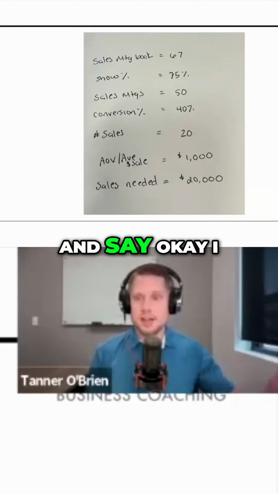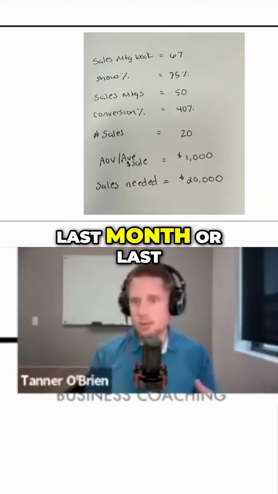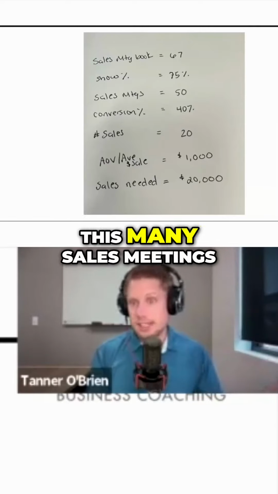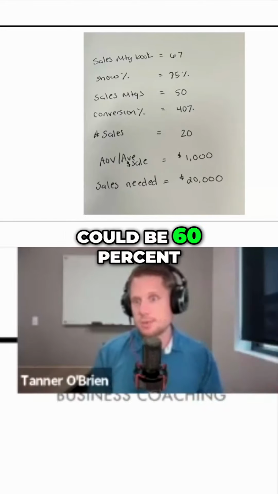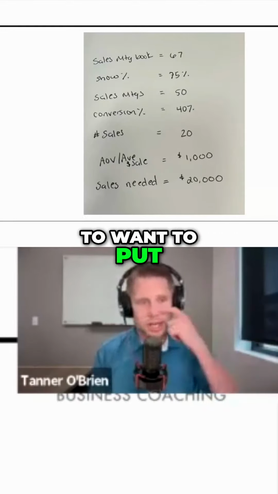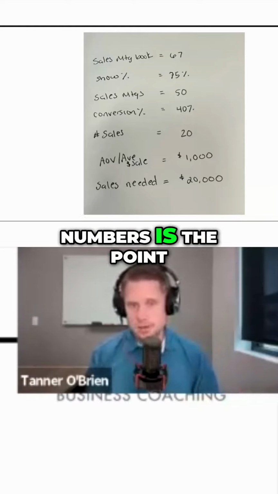So 40% conversion rate. Now, again, this should be historical data. You should be able to go back and say, okay, I had this many sales last month or last year, and we had this many sales meetings. What was my conversion rate there? Could be 80%, could be 60%, whatever your number is is what you're going to want to put in. But again, historical numbers is the point.